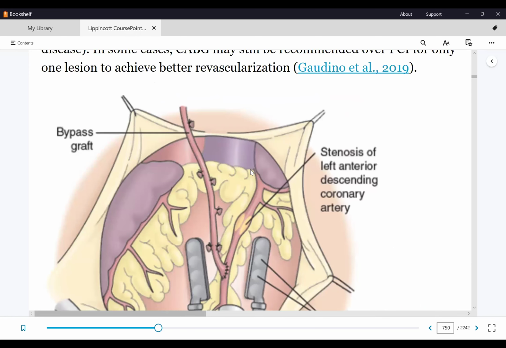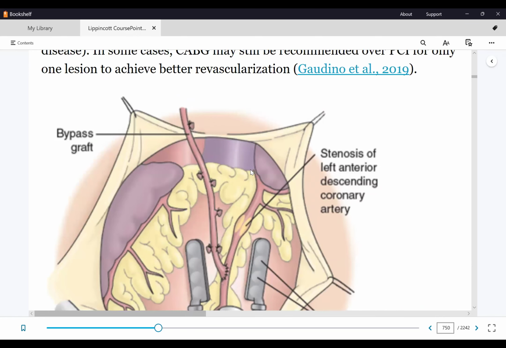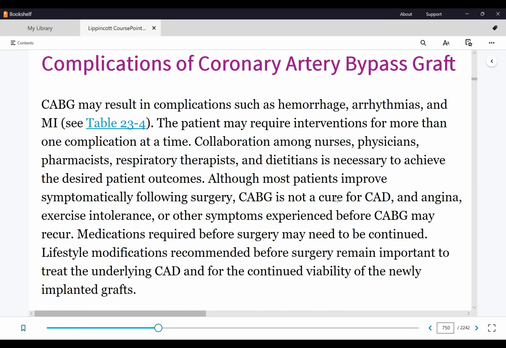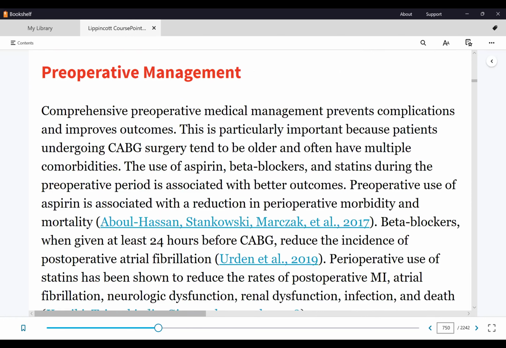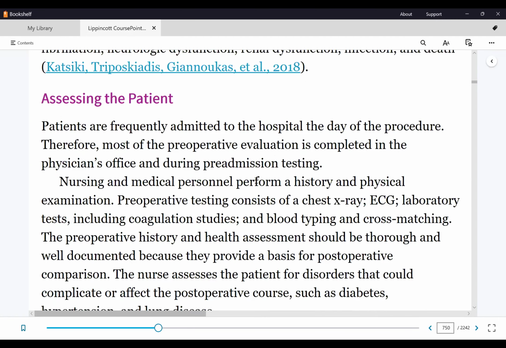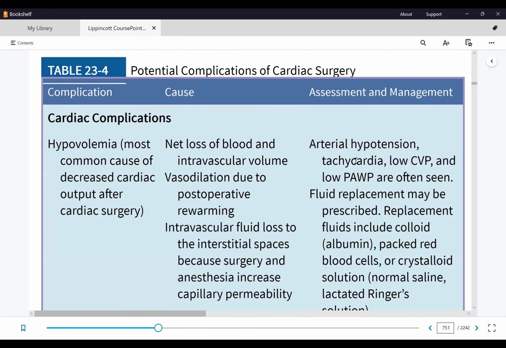We won't discuss the other procedures. We'll just stick with the traditional CABG and PCI. Okay, last topic is the complications. Table 23-4.